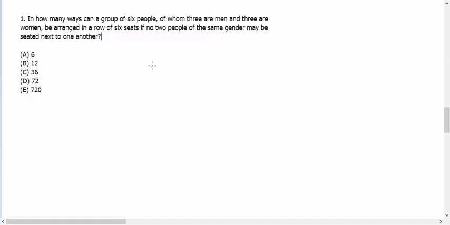Okay, so how many ways can a group of 6 people, of whom 3 are men and 3 are women, be arranged in a row of 6 seats if no 2 people of the same gender may be seated next to each other?